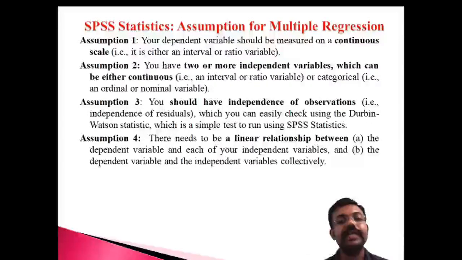And the fourth one is a linear relationship. As we said earlier, assume that the relationships are linear. Based on linearity we perform the multiplication. Okay, these are the first 4 assumptions. The first one is a continuous scale: your measured variable is on a continuous scale. Another is that there are 2 or more independent variables. Another is the independence of the observation. And the fourth assumption is a linear relationship. These are the first 4 assumptions.